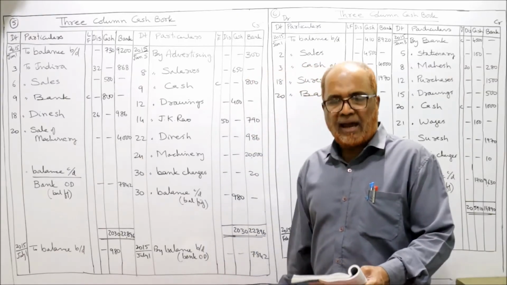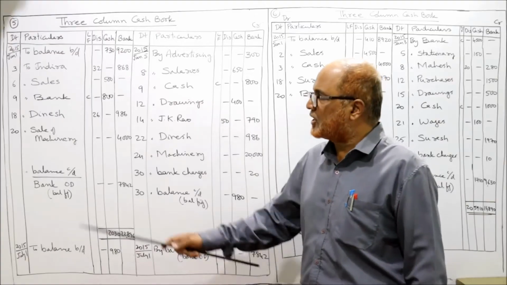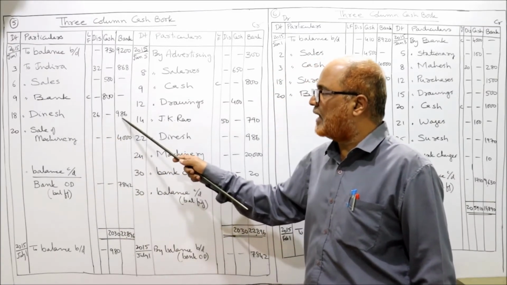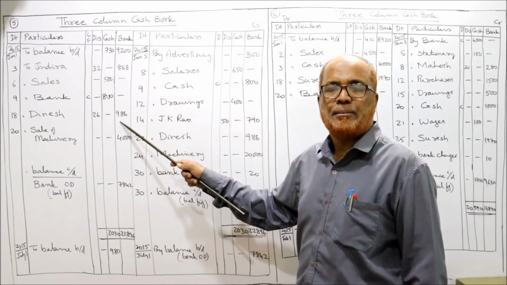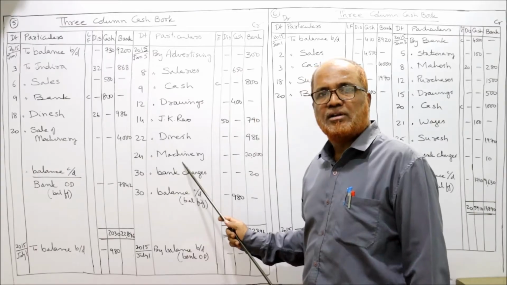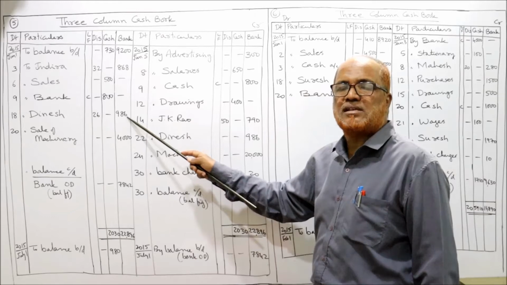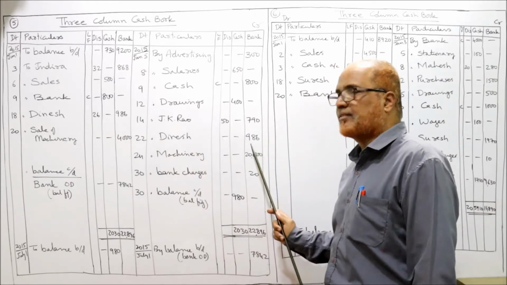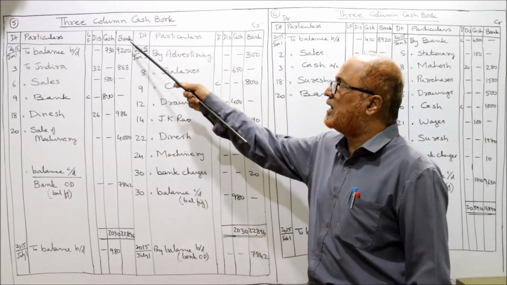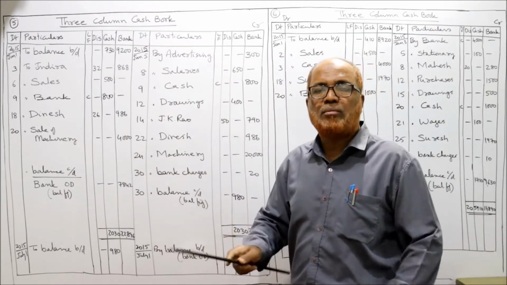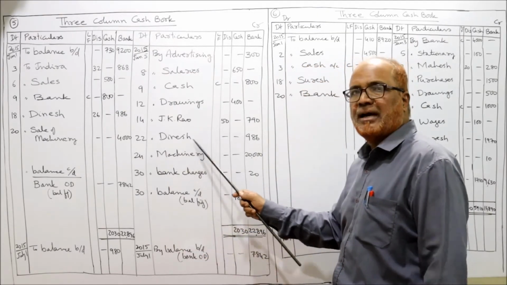Next, 22nd, bank returns check of Dinesh dishonored. Dinesh has given a check of 986. This check was returned dishonored by the bank, so opposite entry. So payment side, by Dinesh. Here we had debited bank 986. Now we credit bank account 986 because the check is dishonored. When we received the check, we thought our bank balance would increase. But the banker has informed that the check is dishonored. So 986 credit side, by Dinesh.